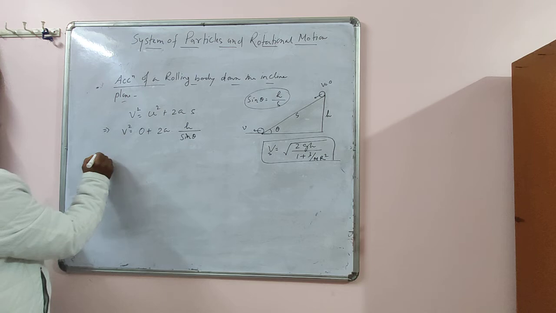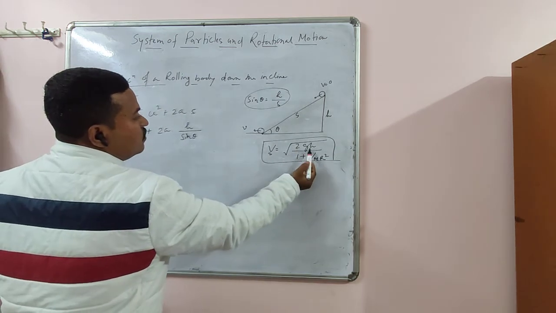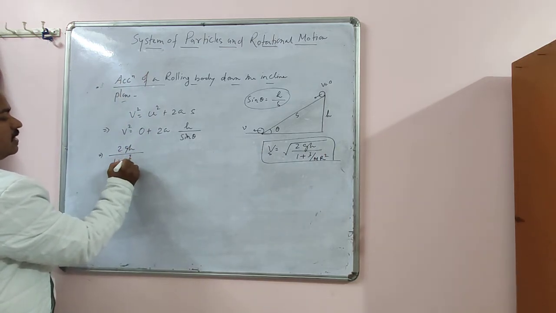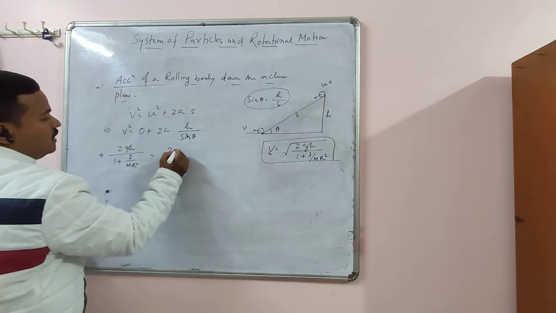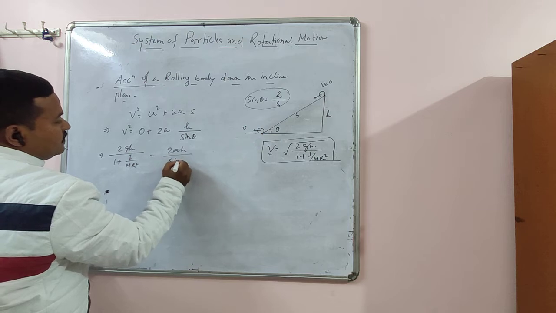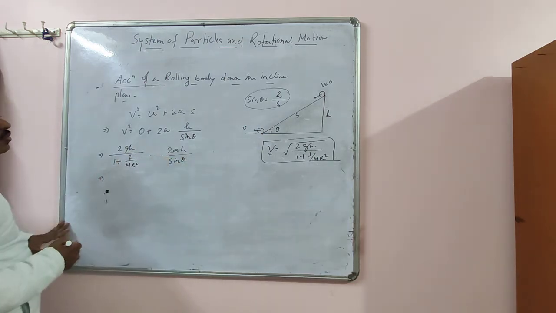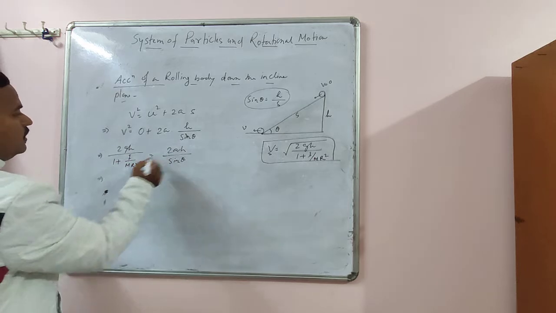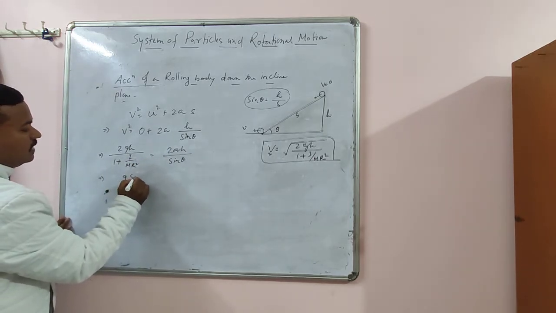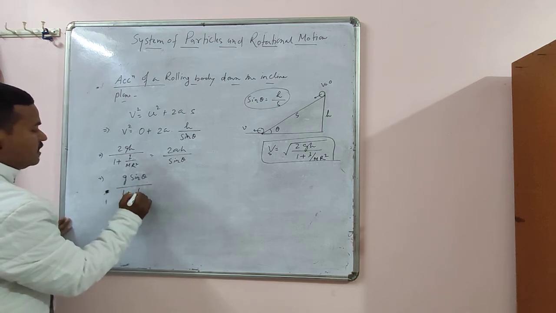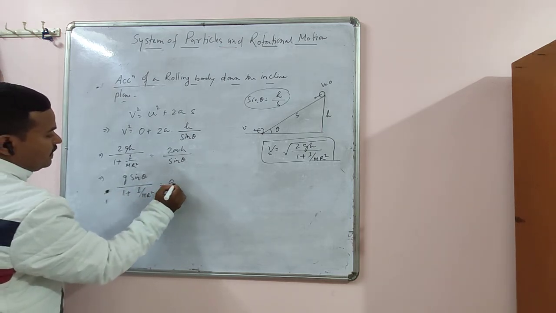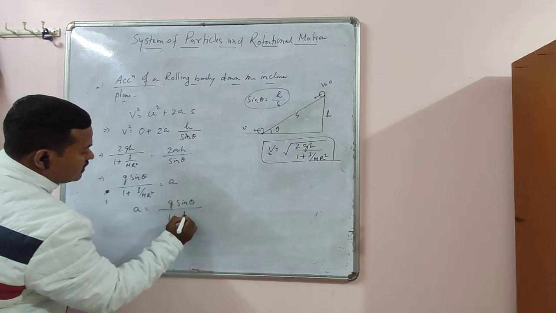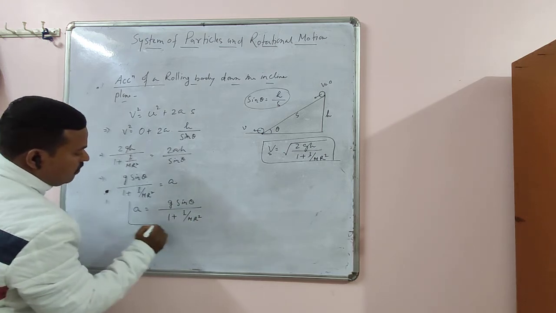Okay, so this will be what? Then v square, you put the value of v. This v is root over 2gh by 1 plus I by m r square. So what will be v square? It will be 2gh by 1 plus I by m r square. Okay, so this will be 2ah by sin theta. So from here h will be cancelled out, 2 cancel out. A will be there. So it is g sin theta by 1 plus I by m r square is equal to a. So ultimately a will be g sin theta by 1 plus I by m r square. So this is the value of acceleration.